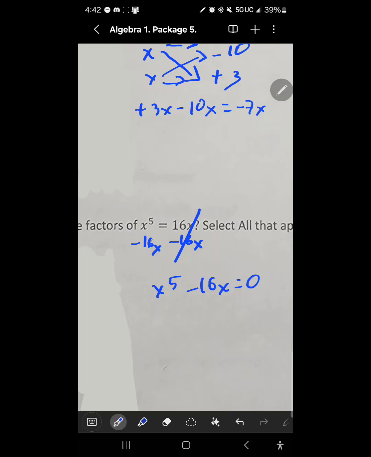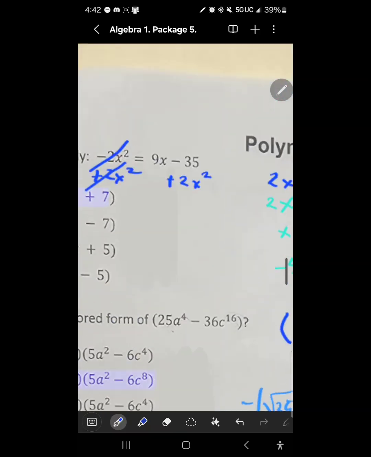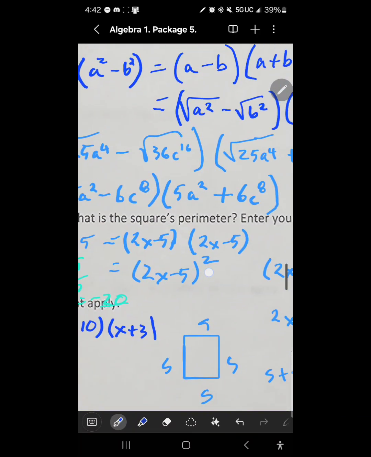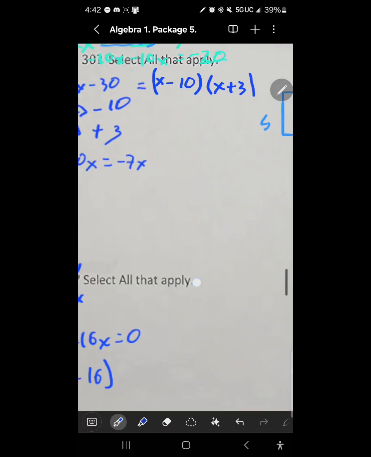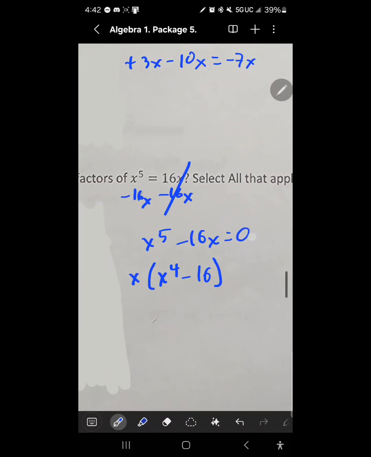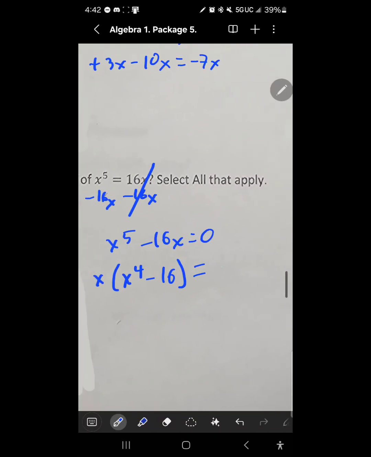Now first, we can take an x out. So I can say x times x to the 5 divided by x, which is the same as taking 1 from the power. So we can say x to the 4, and then for 16x, we just take out the x, so minus 16. Now we can continue. You remember what I said here? We're going to do the same. So we're going to say this is going to be equal x.